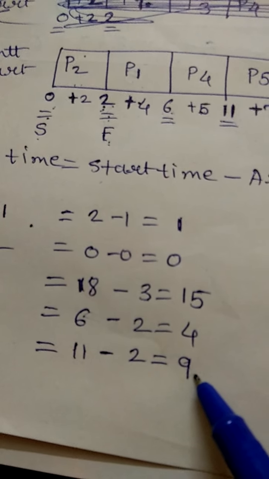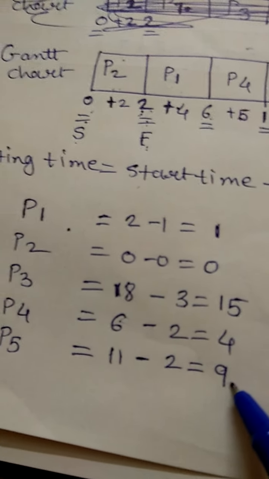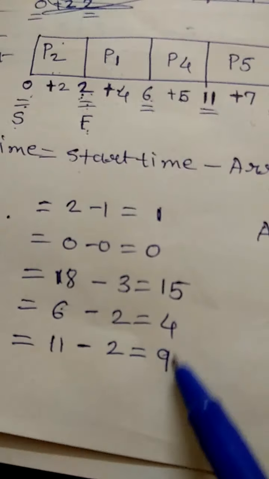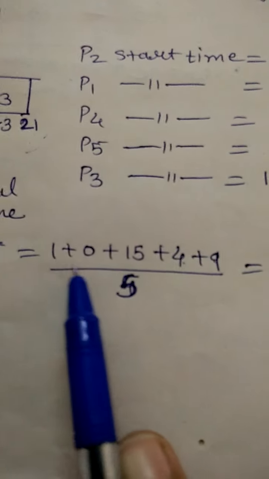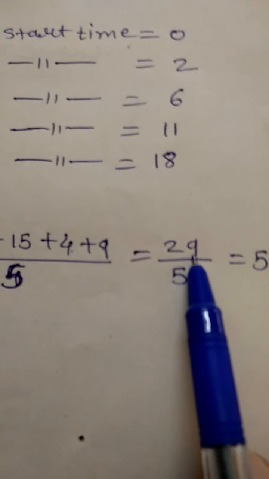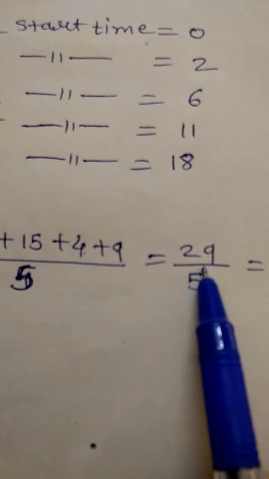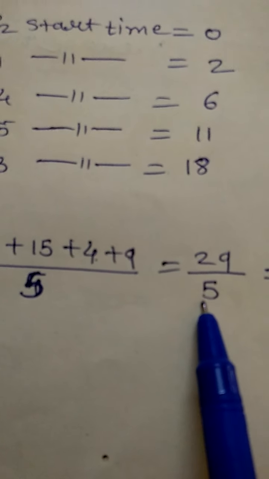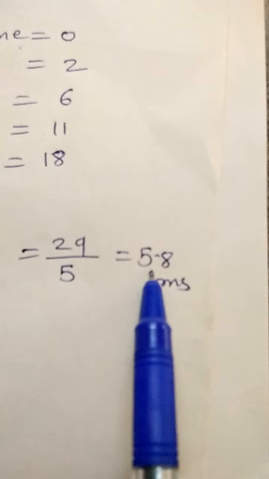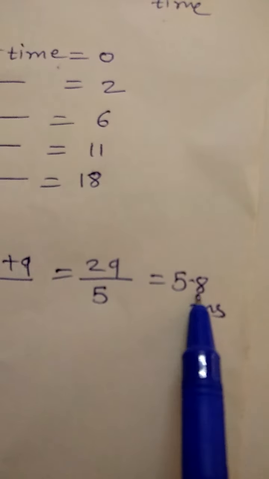Now we are going to calculate the averages. For the average, we add these waiting times. After doing the addition, we have got a value of 29. The number of processes is 5, so 29 is divided by 5. We get 5.8 milliseconds, which is the average waiting time.